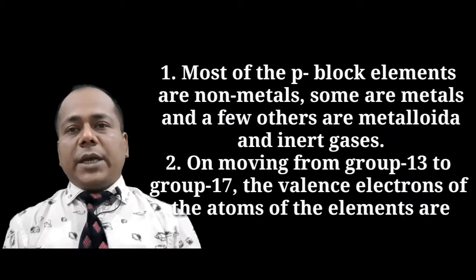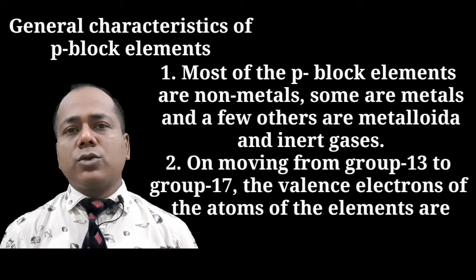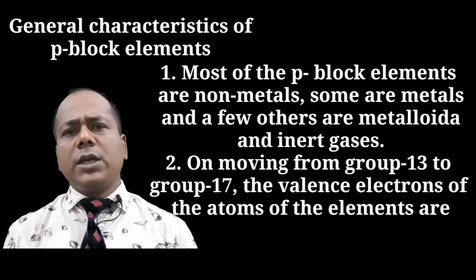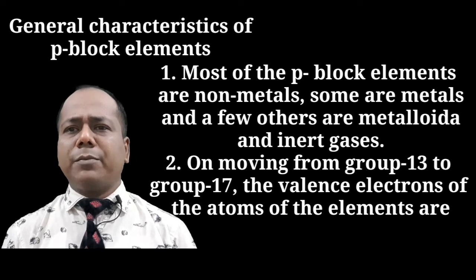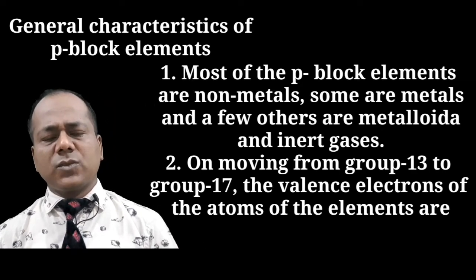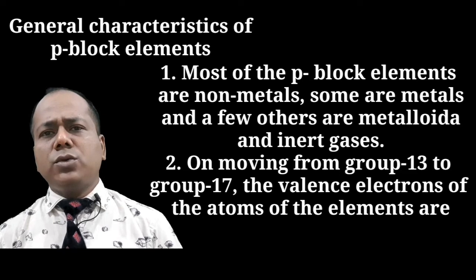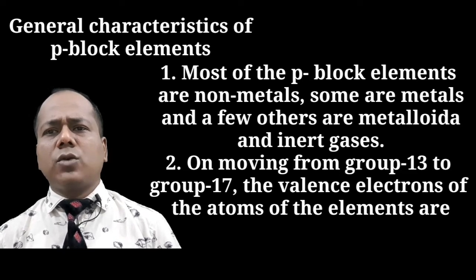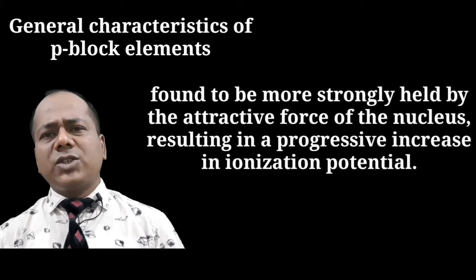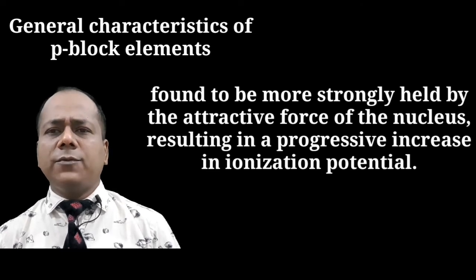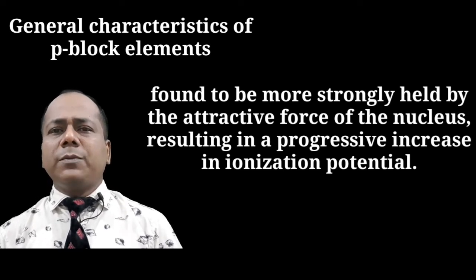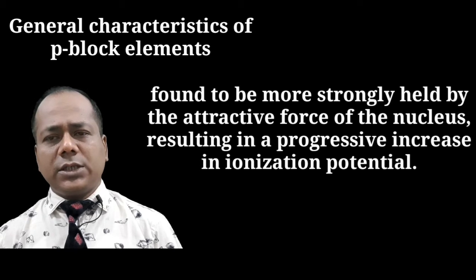My dear students, now we discuss the general characteristics of p block elements. Most of the p block elements are non-metals, some are metals and a few others are metalloids and inert gases. On moving from group 13 to group 17, the valence electrons of the atoms of the elements are found to be more strongly held by the attractive force of the nucleus, resulting in a progressive increase in ionization potential.